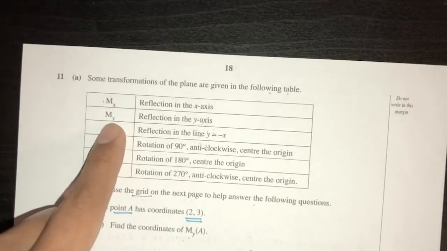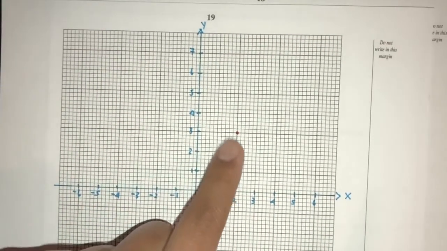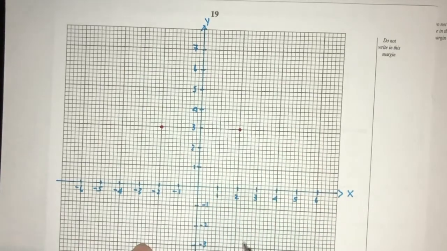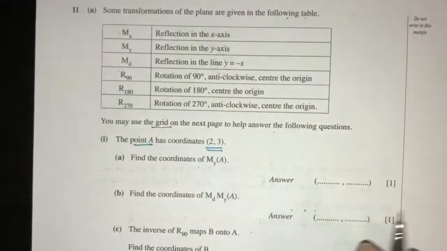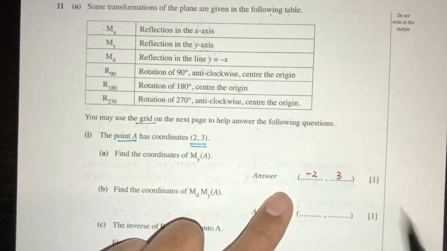MY is reflection in the y-axis of the point A. Okay? So go back to your graph. If you reflect the point A on the y-axis, it will go to this one. So there will be this point, which is minus 2, 3. So your answer here will be, the new point will be minus 2, 3.